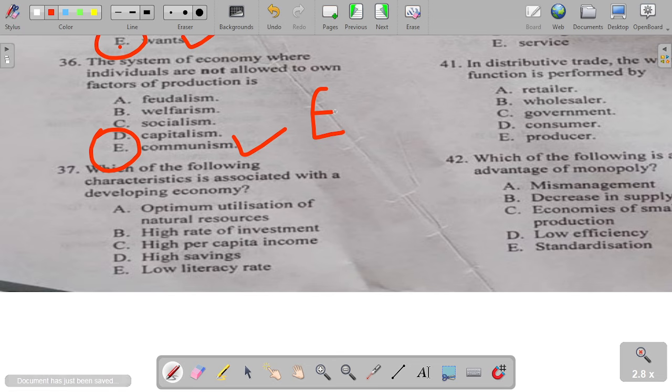Number 37. Which of the following characteristics are associated with a developing economy? A country like an African country, most of them are developing economies. Optimal utilization of resources, not at all. Higher rate of investment, not at all. Higher savings, not at all. The answer is E. 37 is E.